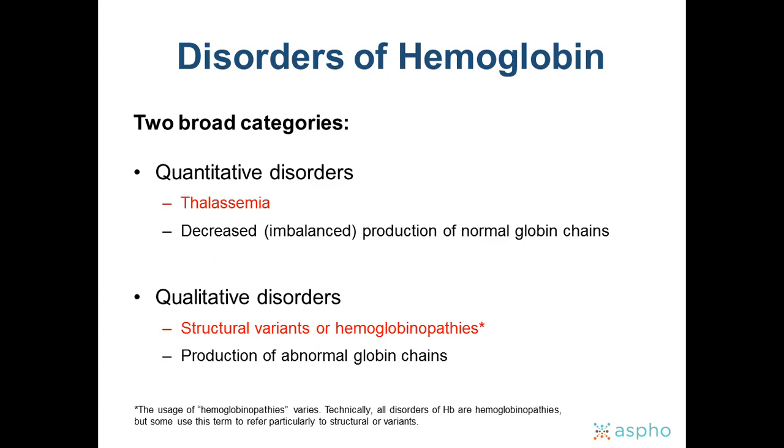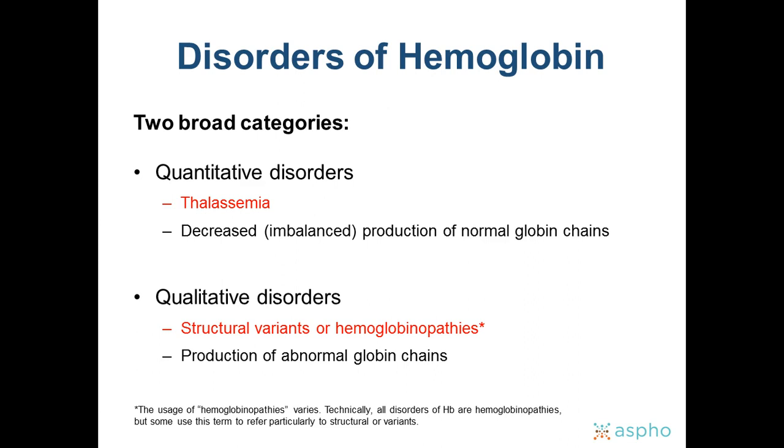Okay, this is a talk about hemoglobinopathies. Hemoglobinopathies can be divided into two broad categories conceptually. It's good to think about it this way: quantitative disorders, in which there's decreased production of usually, but not always, normal globin chains. Thalassemias are the quantitative disorders. There's decreased production of one or the other or multiple globin chains.